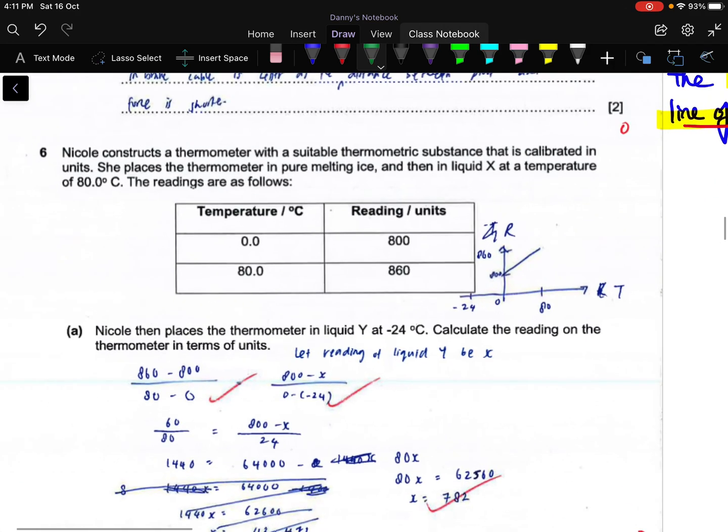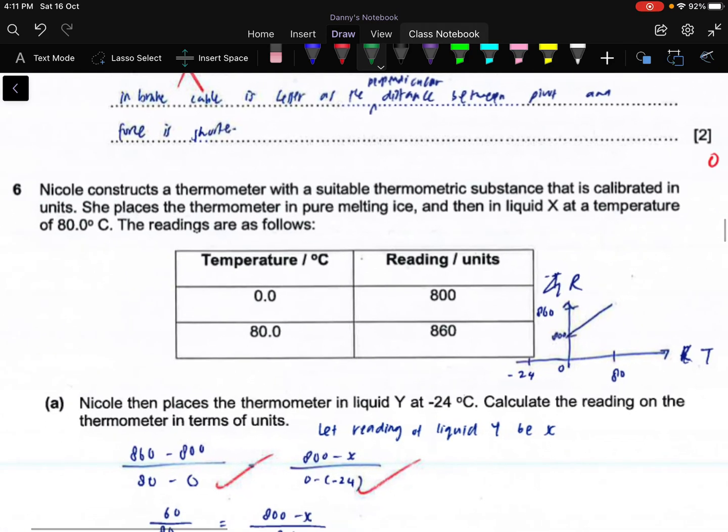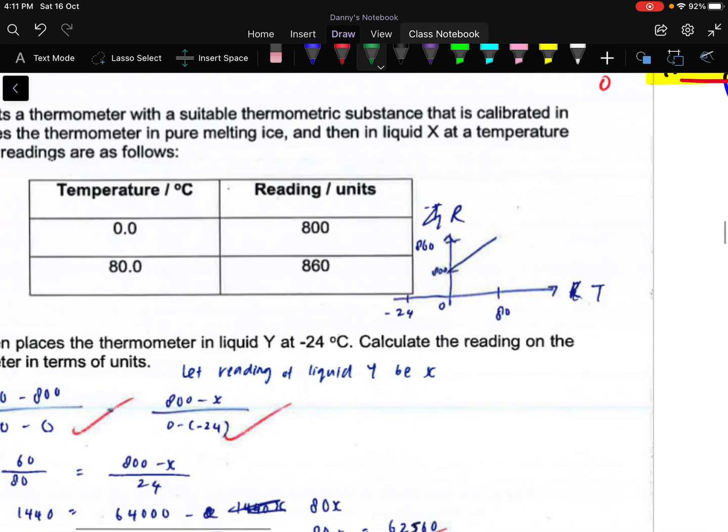Okay, for question 6, again, if you do not have a system to do it, you will get it wrong very easily. So luckily, she managed to remember what I taught her and she applied it. So what she has done is that from the table, she sketched a graph next to it. You can see that by sketching this graph, she produced two coordinates. First coordinate is 80, 860, and then this coordinate here would be 0, 800.